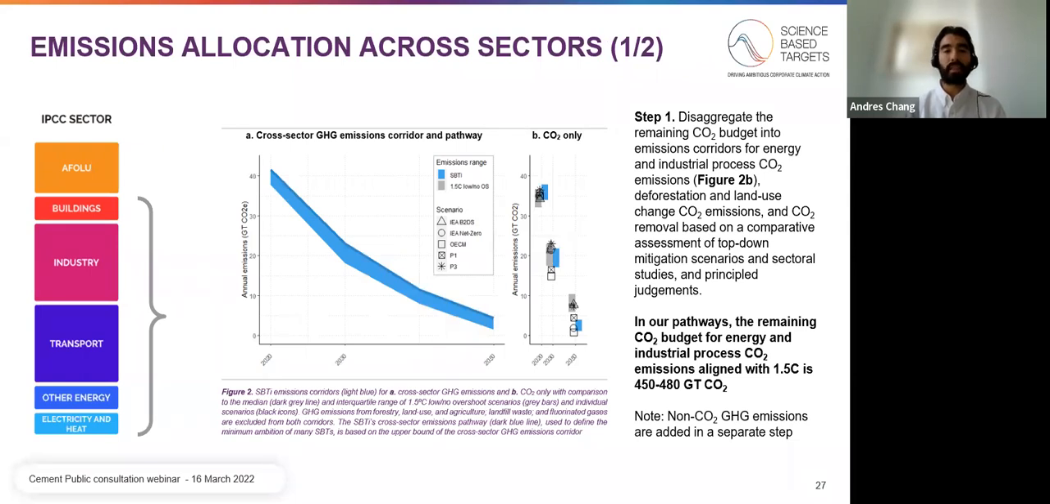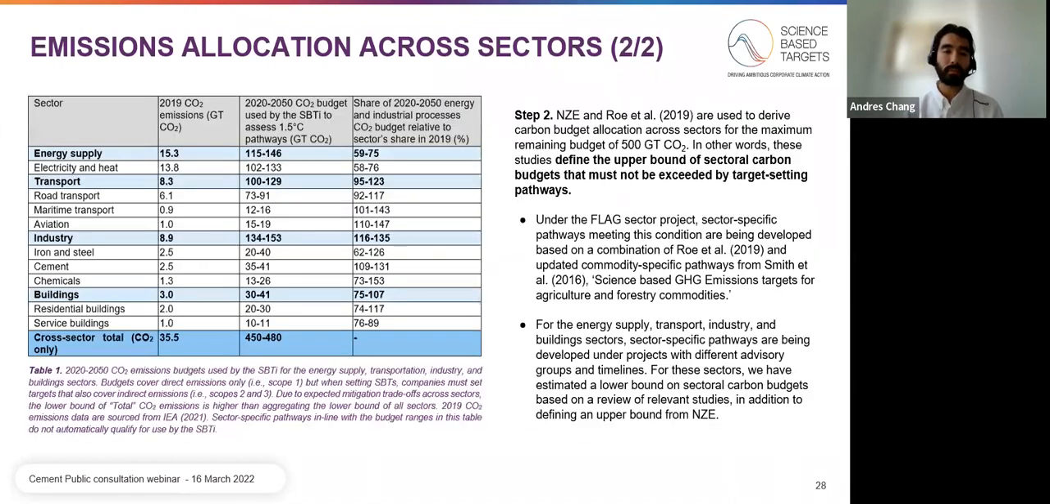An important part of this is allocating emissions across sectors. So the first step for us, and I'm not going to get into all of these details, was to disaggregate the overall 500 gigaton budget into a budget for energy and industrial process CO2 emissions, and then a budget for land use related emissions. Next slide. The next part of this process was disaggregating a budget down into different sectors that can be worked with at the sector level.